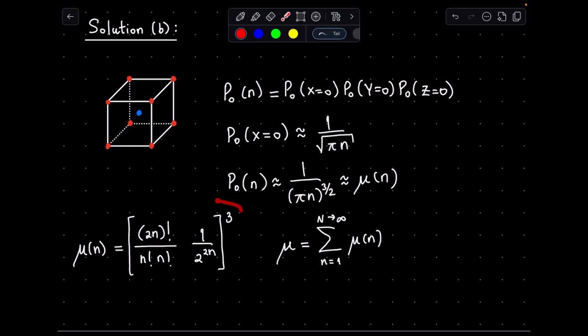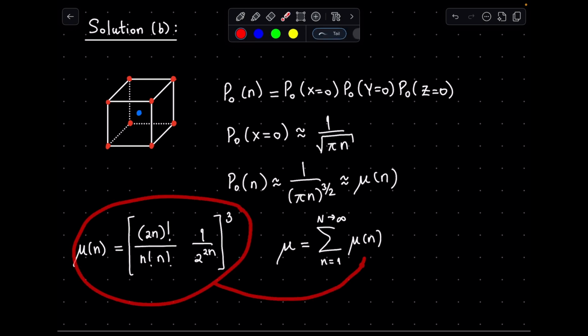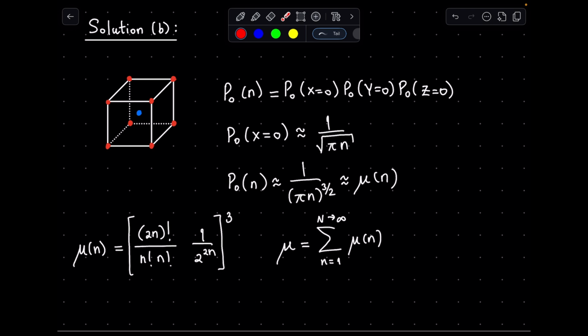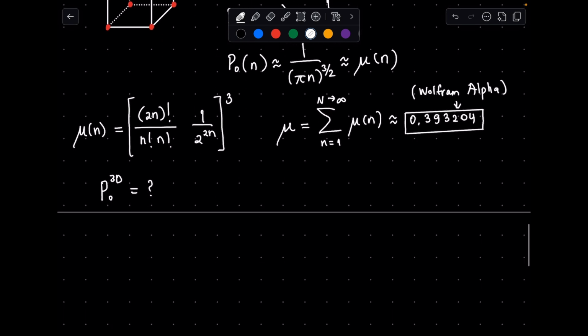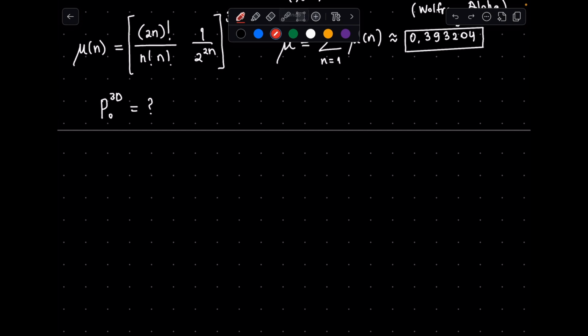Because this is quite a complicated expression, I'm not aware of any analytical solution for it. However, I calculated it numerically using Wolfram Alpha, and it gave me 0.393204. And here in principle, we are done with the answer, as the problem is asking us the fraction of the walkers that come back. But for completeness, let's try to find the probability of a particle ever coming back to its origin in 3D. This part is actually a bit tricky.